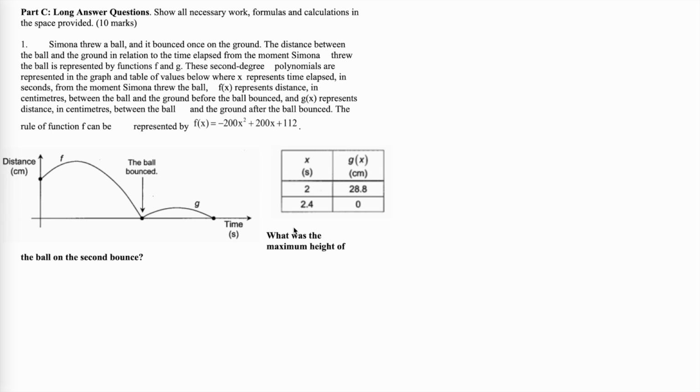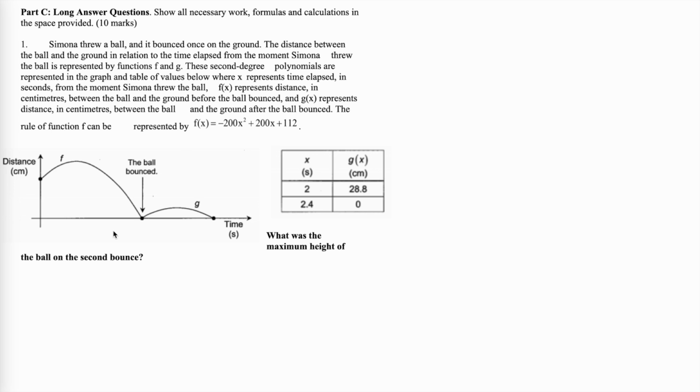The part that's not clear is, what was the maximum height of the ball on the second bounce? This is the first bounce. The second bounce is here. After the second bounce, we have no idea. What they mean to ask is, what was the maximum height for the ball during the second parabola? They want to know what the k of g is. They're after this point right here.